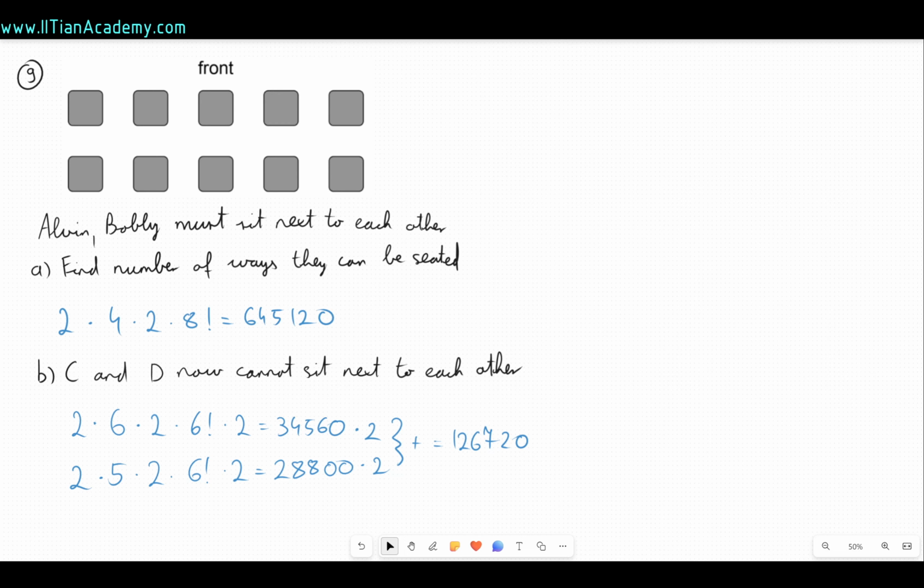So the times when they are not together will simply be, well, we can simply subtract these two numbers. So they are not sitting together in 518,400 different cases.